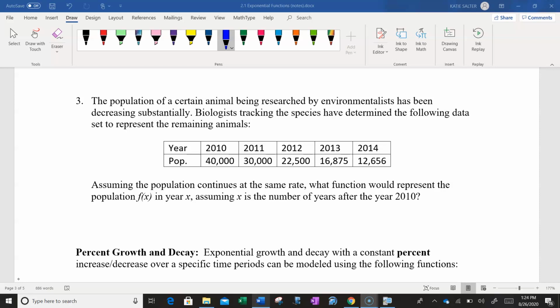Sometimes if you don't see the multiplier, all you have to do is take one of the numbers and divide it by the previous number. So what I mean by that is, if I take 30,000 and I divide it by 40,000, I would get 3/4. And then check to see if that works.